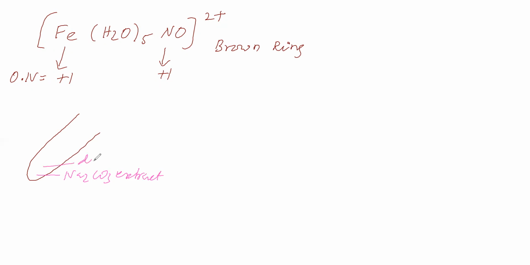You are adding dilute sulfuric acid. Then the contents are boiled. What happens is the carbonate becomes carbon dioxide and goes out. Then it is cooled. After cooling, you can see the solution in the test tube.